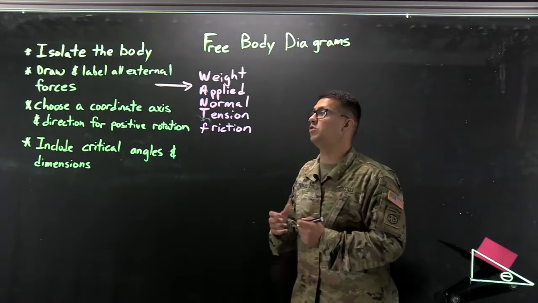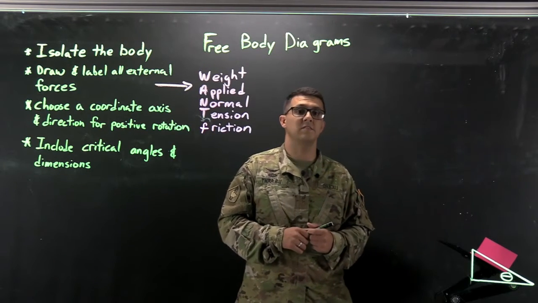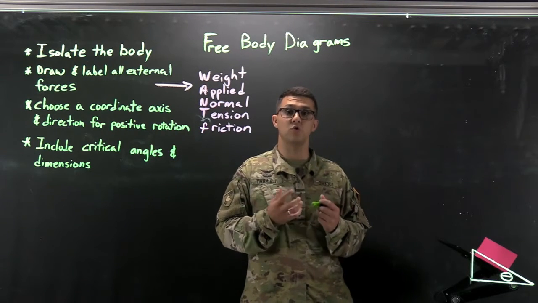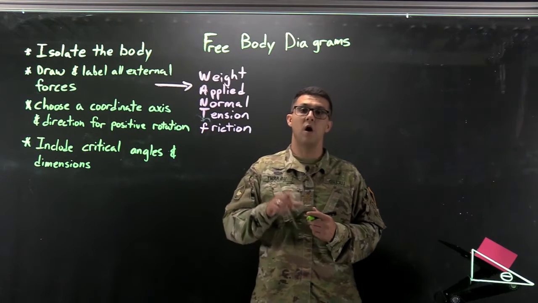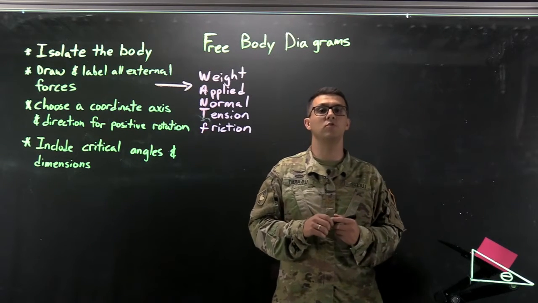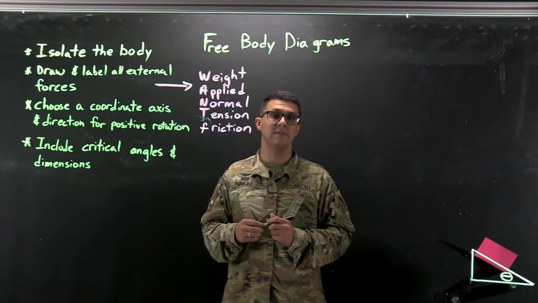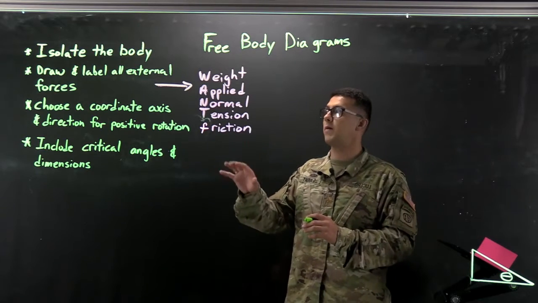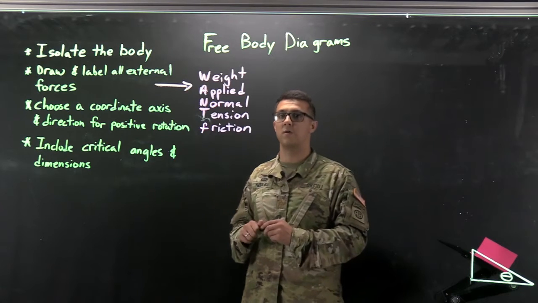The next step is choose a coordinate axis and direction for positive rotation. You always want to choose a coordinate axis. We'll talk a little bit about ways that you can pick a coordinate axis that will reduce the amount of trig you have to do and the difficulty of the problem. But generally, you want to always identify a coordinate axis and ensure that your axis is consistent between multiple objects in your problem. Direction for positive rotation we'll talk about when we get into the rotation block. When you get to rotation, you will also have to choose a direction for positive rotation, but right now we won't talk about that one.